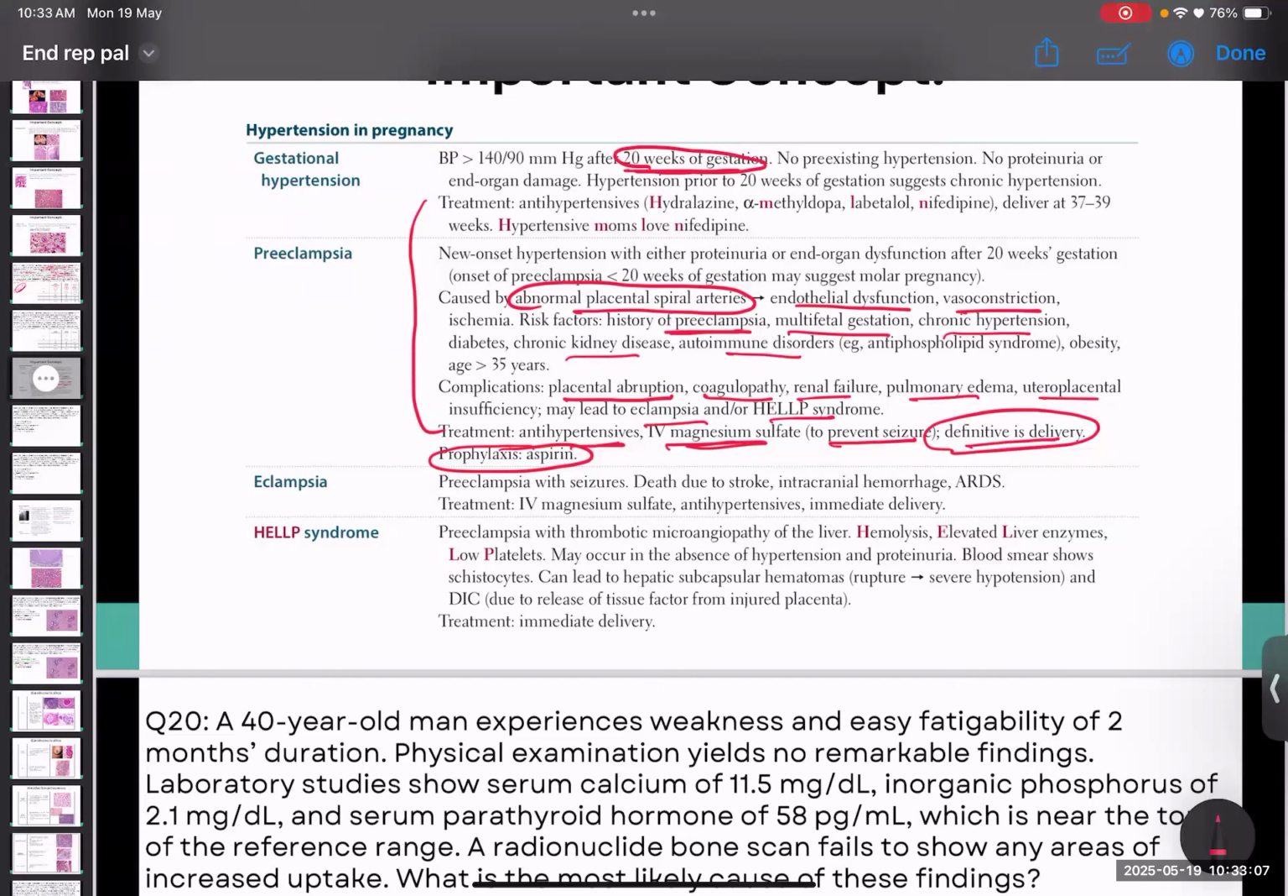Eclampsia is when you have preeclampsia with seizures, and usually in this case, you have to give them stat IV magnesium sulfate. You also have to deliver the baby immediately. This is an emergency case. So you have to give them IV magnesium sulfate and deliver the baby immediately, because that can lead to death due to stroke or any sort of hemorrhage.